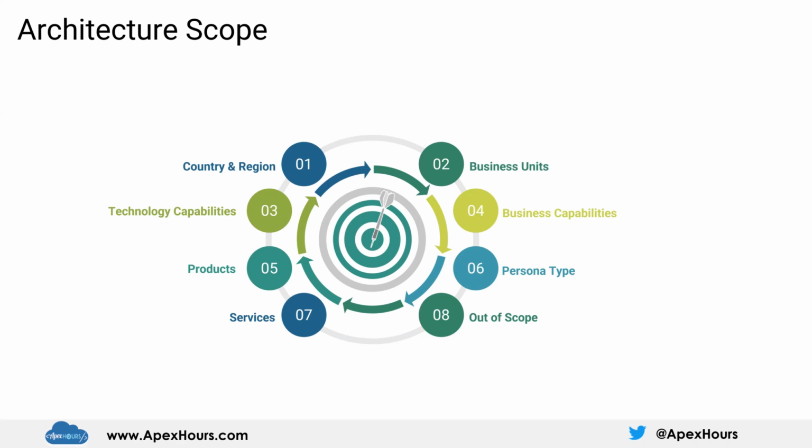The next one is the business units. Are you going to have this particular project for the marketing department, service department, or multiple different business units? That will help us decide which business capability. We'll talk a little more on business capability in a few minutes, but which different business units in the organization will benefit from that project.